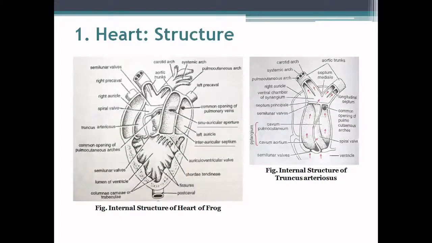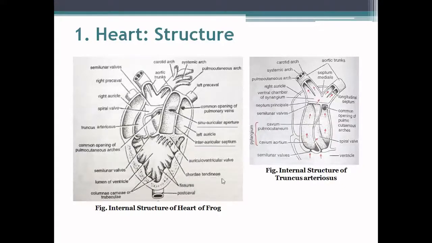The flaps of auriculoventricular valves are connected to the walls of ventricle by thread-like chordae tendineae. These thread-like projections are called chordae tendineae. These support the auriculoventricular valves.